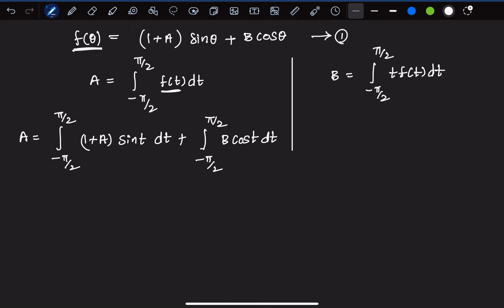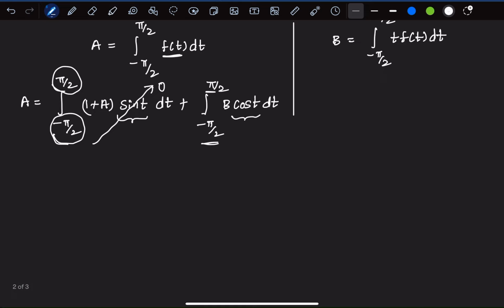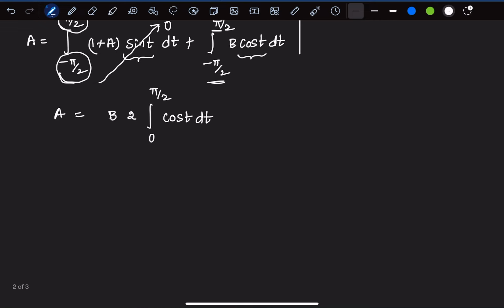Now if you check, the integral is going from minus pi by 2 to plus pi by 2 and sine t is an odd function. So you have an odd function and your integral is going from minus pi by 2 to pi by 2. So the value of this integral will be 0. And similarly here also the integral is going from minus pi by 2 to pi by 2, but you have an even function inside. So the integral will be b times twice of integral 0 to pi by 2 cos t dt. So the limits will change and the integral will be multiplied by 2.